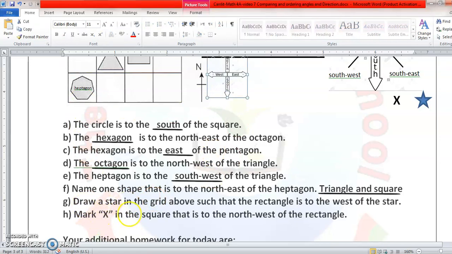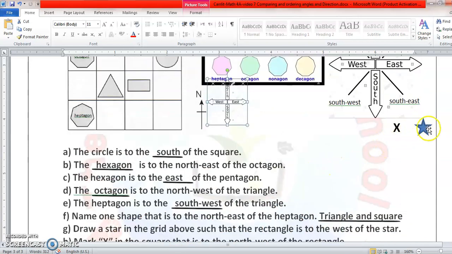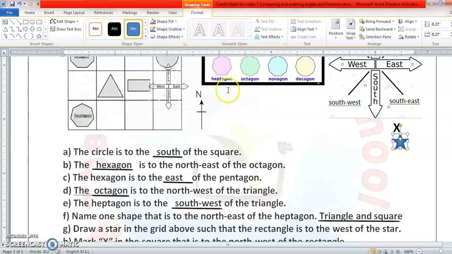Okay, next, question G. Draw a star in the grid above such that the rectangle is to the west of the star. Okay, draw a star in the grid. Okay, this is a star. West of the star. If this is the west, if this is the star, put it here. So the west now is the rectangle. So we put it like that.